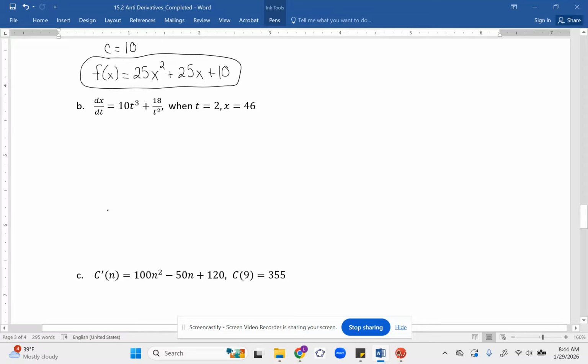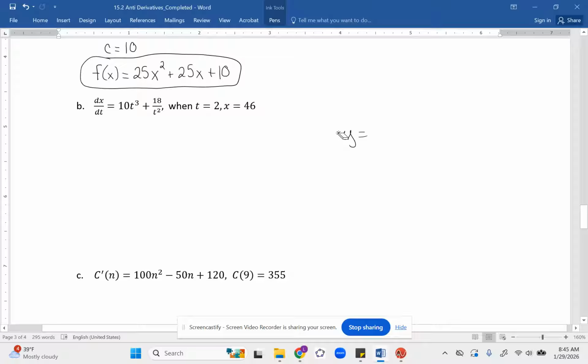The next one's a little bit trickier because of the variables. Notice it's written a little bit differently. I don't have a prime. I have dx dt, and I want to find x. The original function here is going to be x. We're used to seeing dy dx. When we have dy dx and we find the antiderivative, it's y equals something.